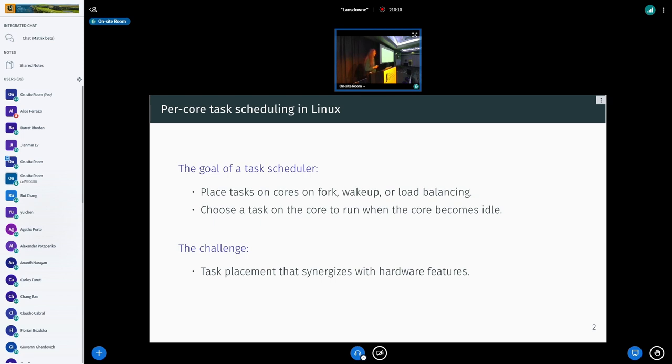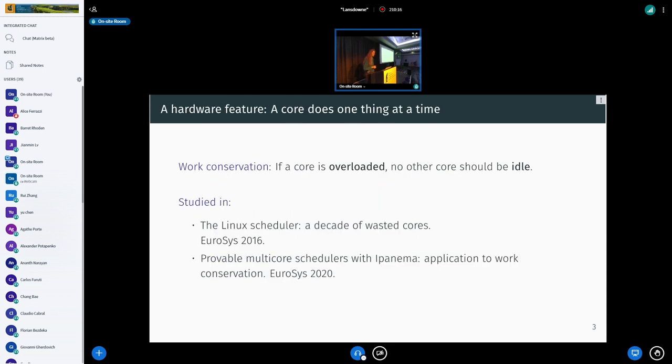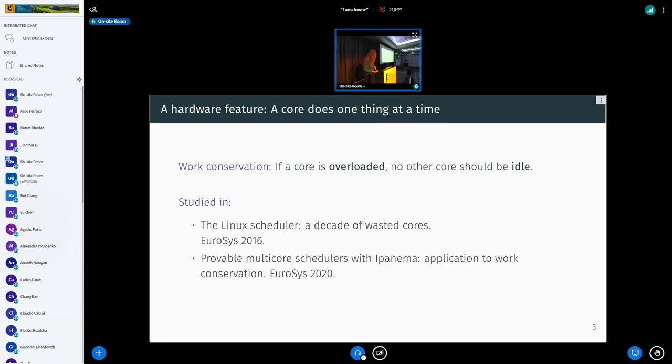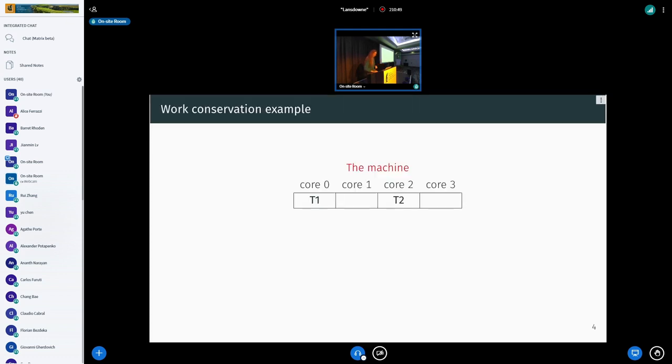The challenge we're interested in is how we can place tasks on cores in a way that synergizes with the features of the hardware. A very simple feature of the hardware is that a core only does one thing at a time. This leads to the property of work conservation: since a core can only do one thing at a time, there's no point in giving several tasks to a core if some other equally useful cores are idle at the moment. It would be better to put the task on idle ones than on the ones that are already doing something.